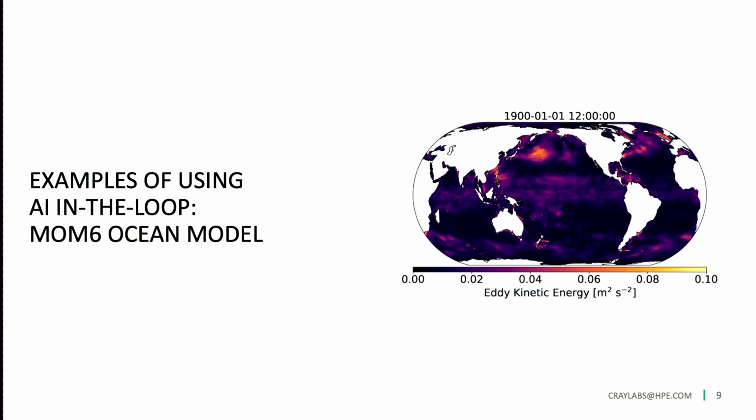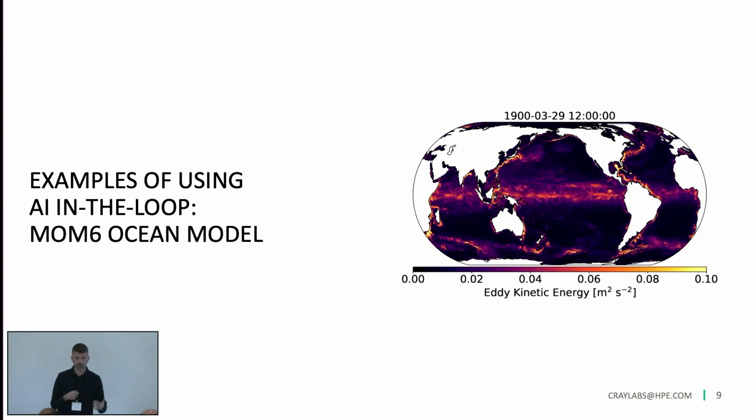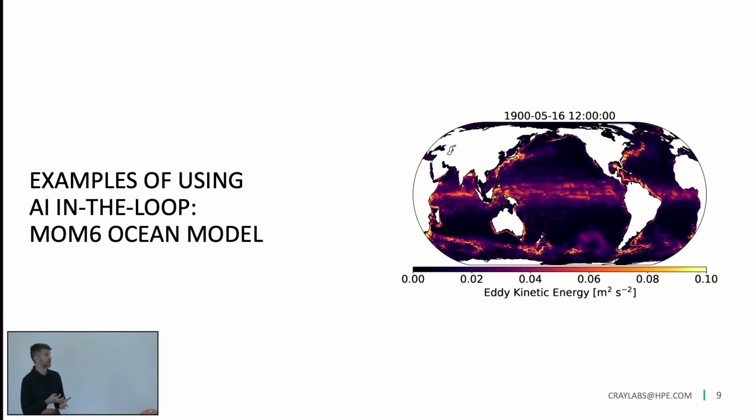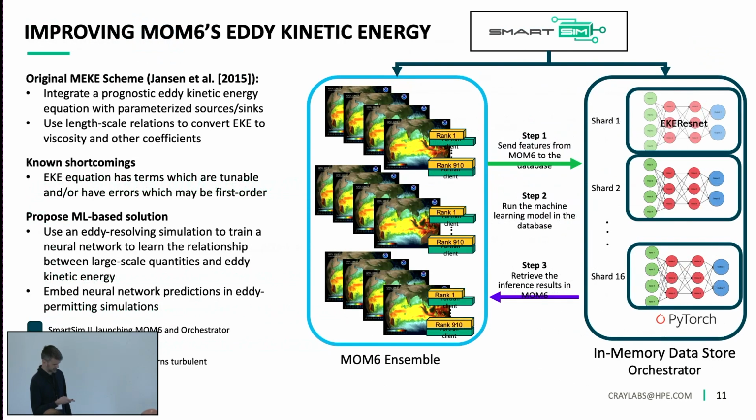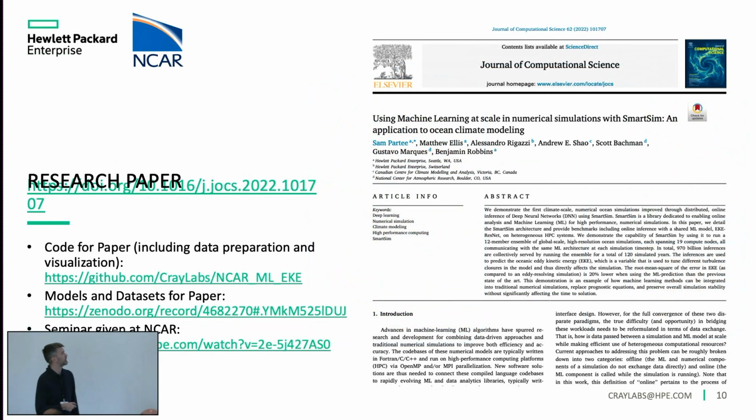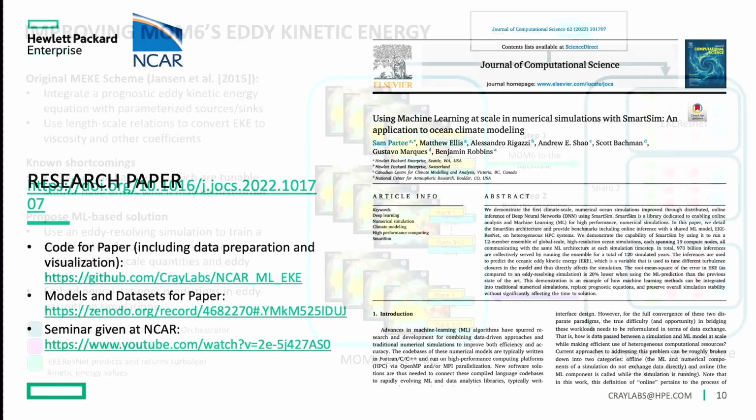So some examples of using AI in the loop. This is the first study where we collaborated with the National Center for Atmospheric Research in Boulder, Colorado. It's basically AI in the loop in this case. So yeah, this is the paper we published together. It was published, I think, in 2022, but actually the study was performed in 2021. And so what was the idea in this case?